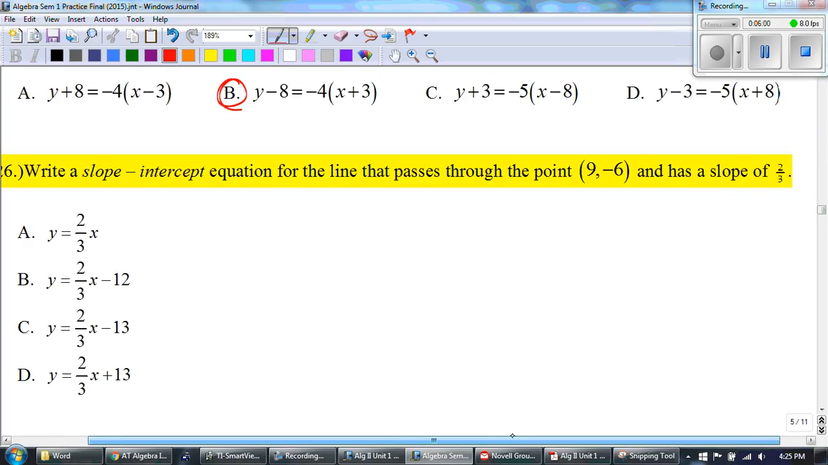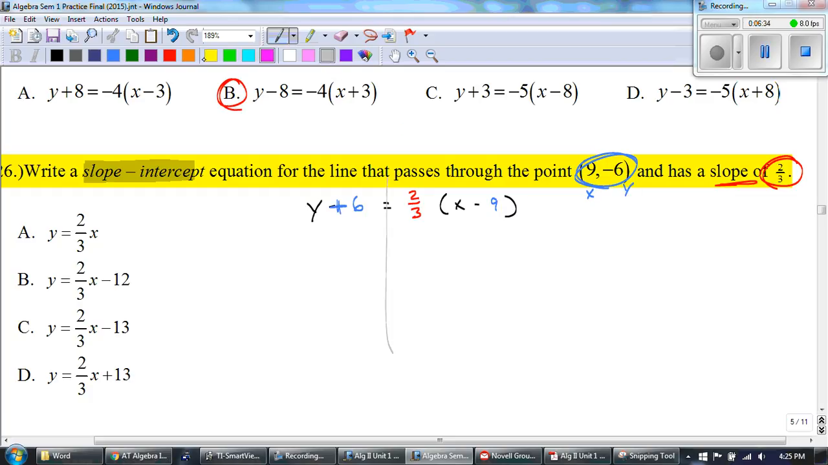Okay, so for 26, they're saying write a slope-intercept equation. So I want my final answer to be slope-intercept. But they gave me a point and a slope. So this is what we just did, point slope, but now we're going to go ahead and solve it. So my slope is 2/3, and then my x goes with my x, and then the y goes with the y. That's two negatives, and it turns into a positive.